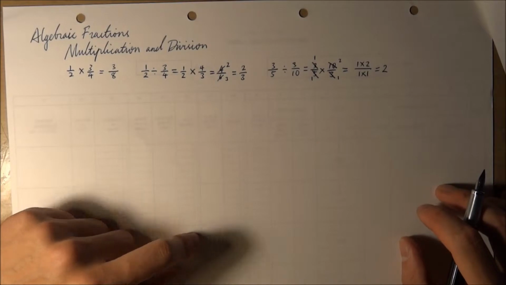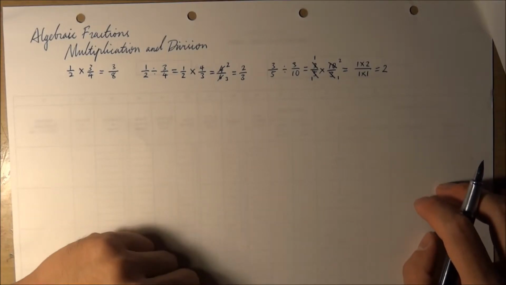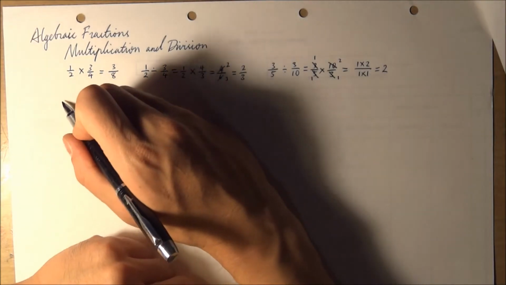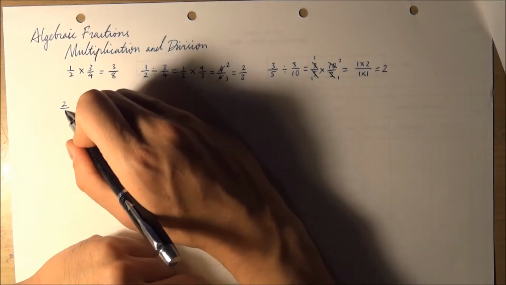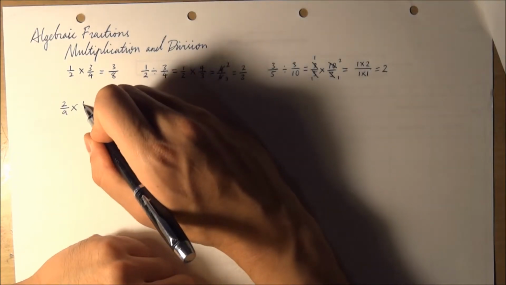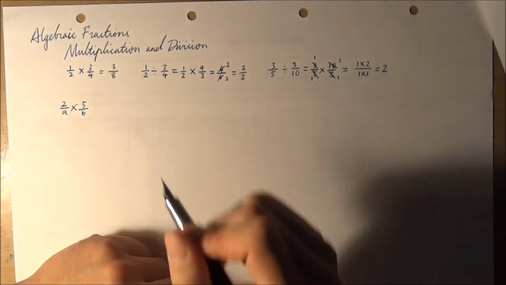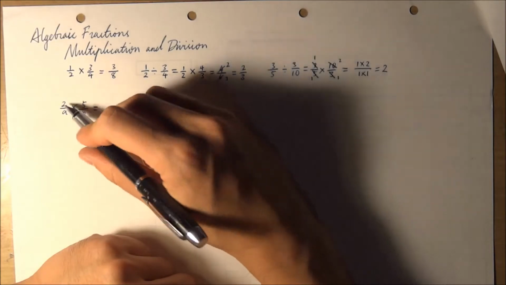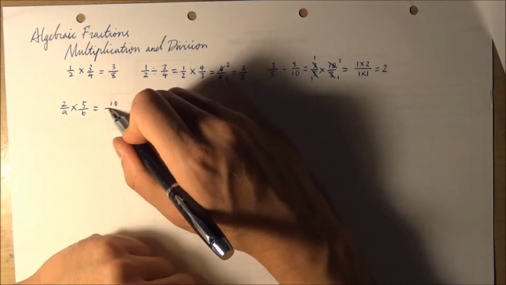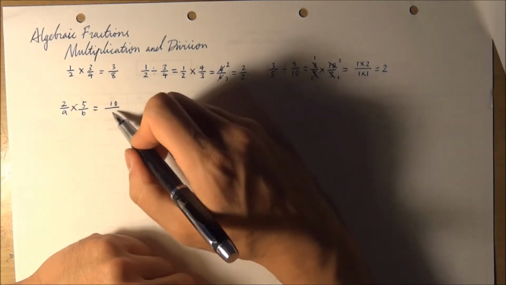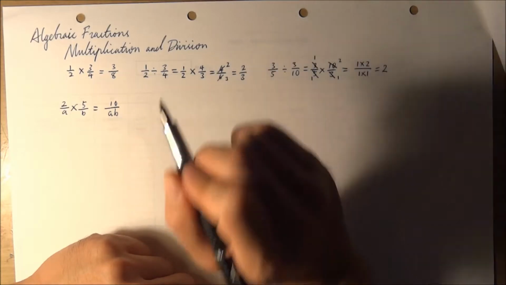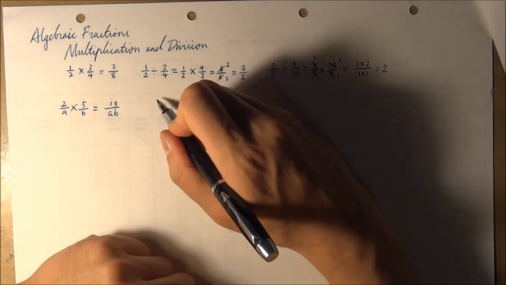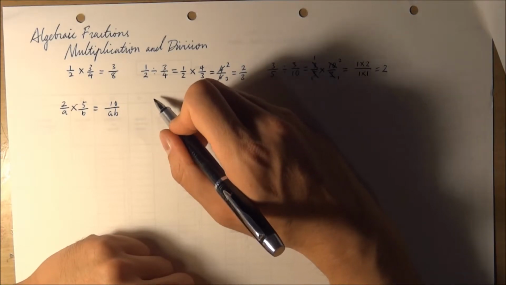Multiplication and division of algebraic fractions follow exactly the same steps. So let's see this one. 2 over a times 5 over b. Once again, it's exactly the same process. 2 times 5 gives us 10, and a times b gives us ab. Now, let's try something that requires a little bit of simplification.